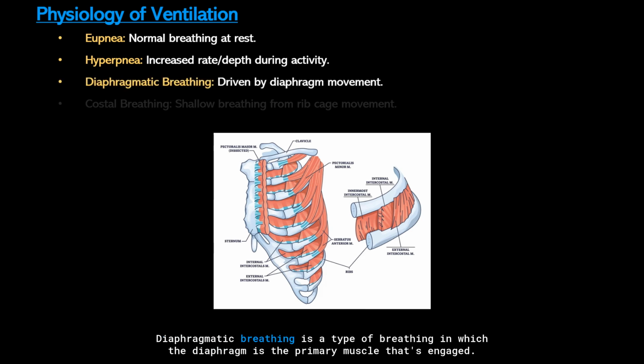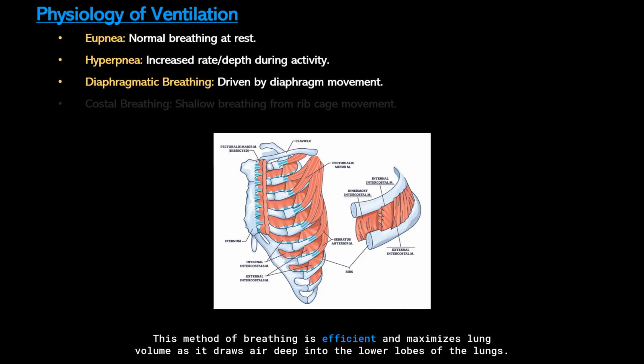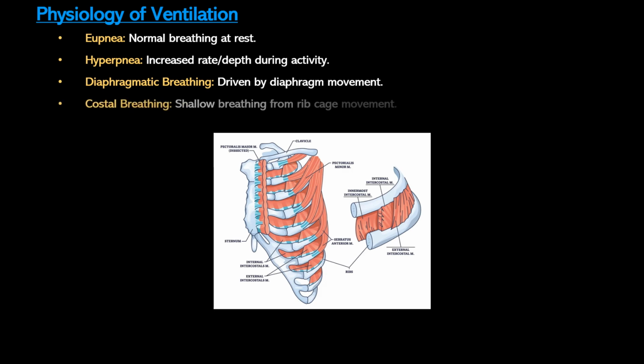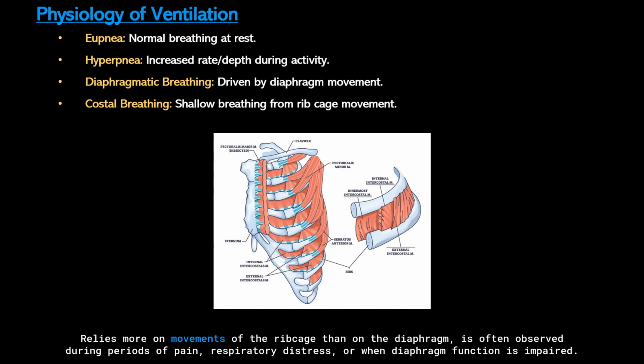Diaphragmatic breathing is a type of breathing in which the diaphragm is the primary muscle that's engaged. This method of breathing is efficient and maximizes lung volume as it draws air deep into the lower lobes of the lungs. Costal breathing, or shallow breathing, relies more on movements of the rib cage than on the diaphragm. It is often observed during periods of pain, respiratory distress, or when diaphragm function is impaired.